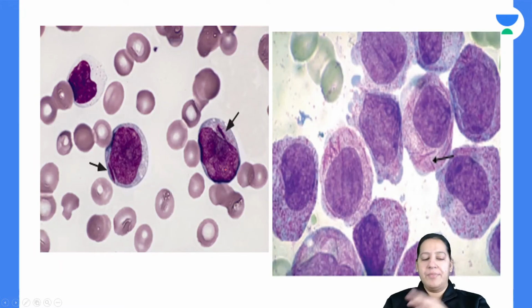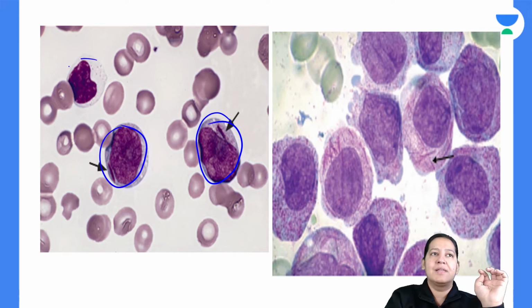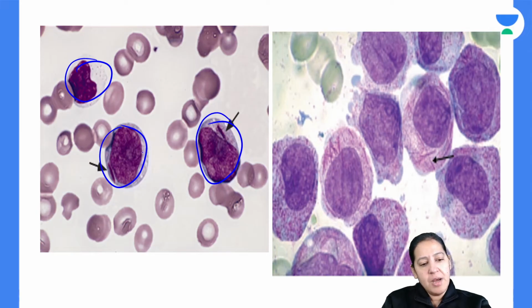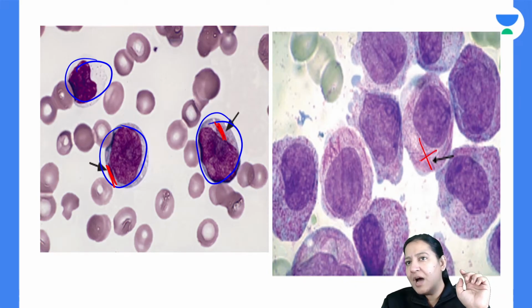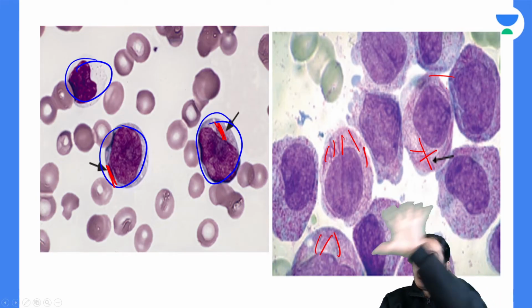Again, the same diagram. Okay, let me draw. You can see this cell, and this cell. All of them are myeloblast because two of them have iron rod also. Here also these are the iron rods. Let me draw. These are the iron rods here. You can see these are the iron rods. So these all cells are myeloblast.